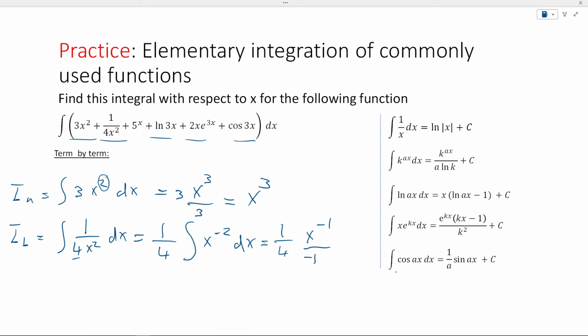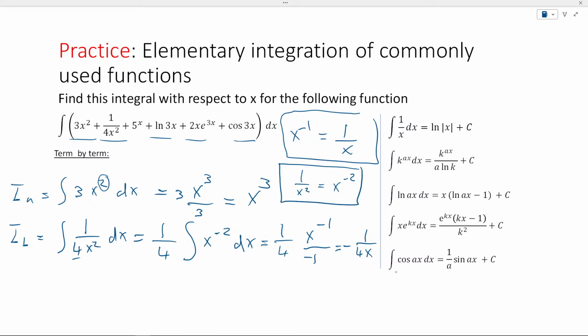So if you did this, then what you will get is negative 1 over 4x, because x to the power of minus 1, remember, is equal to 1 over x. That's from algebra. And that's the same as what I did here. So that's also from algebra, like 1 over x to the power 2.